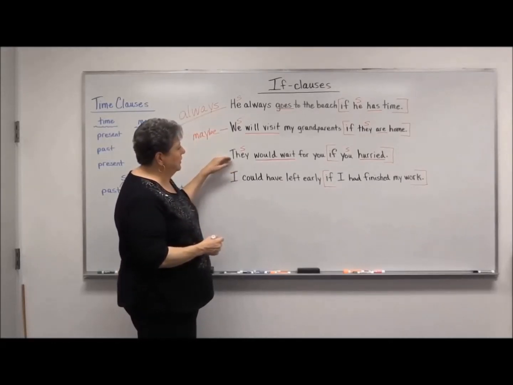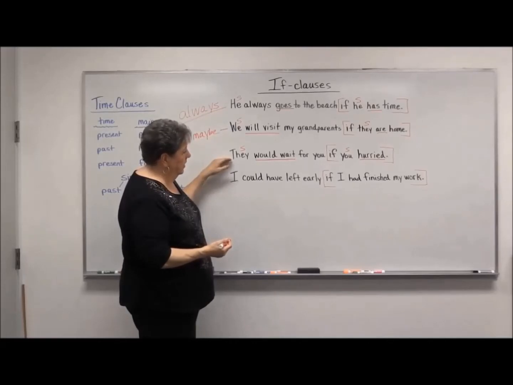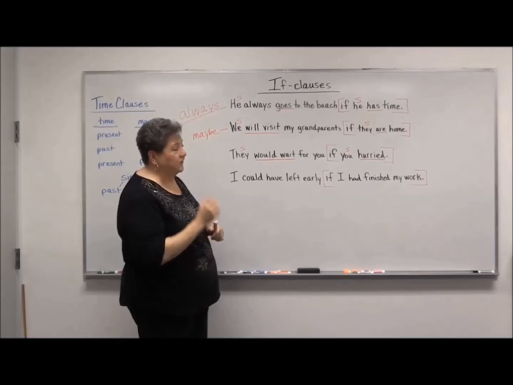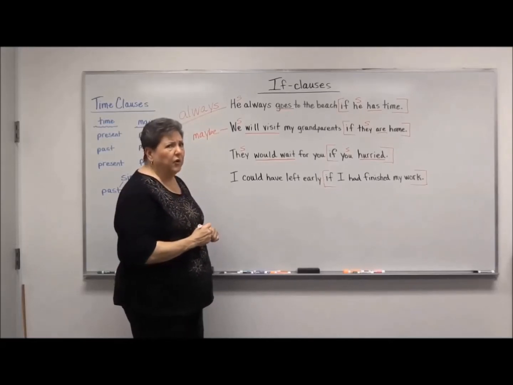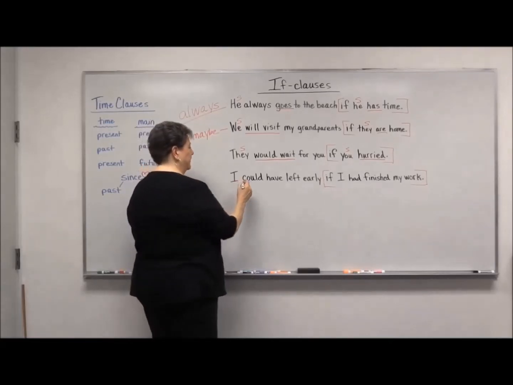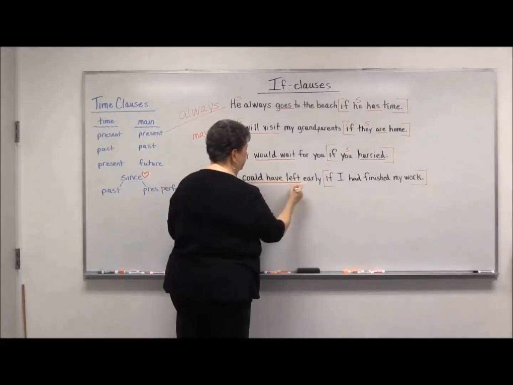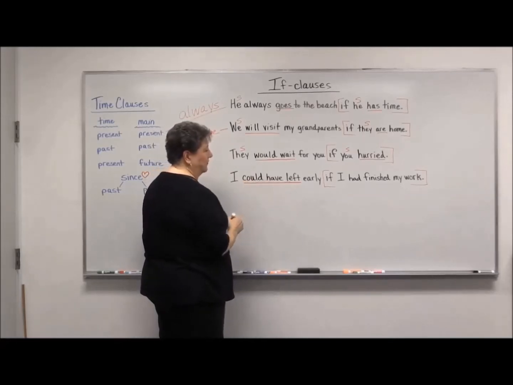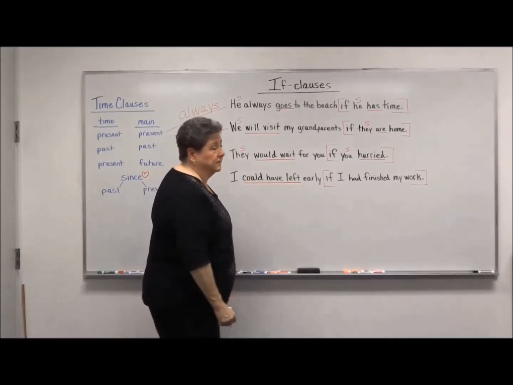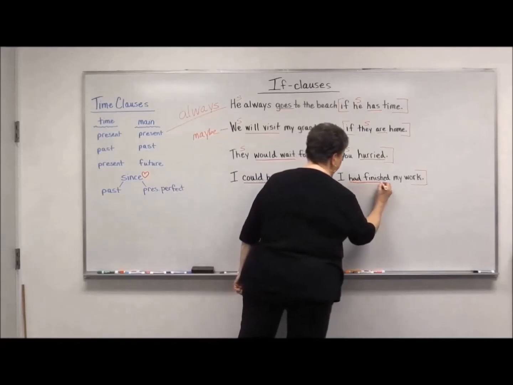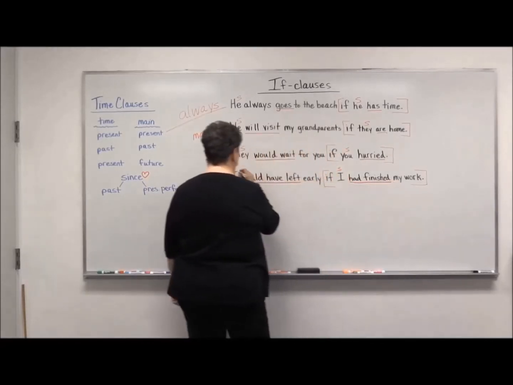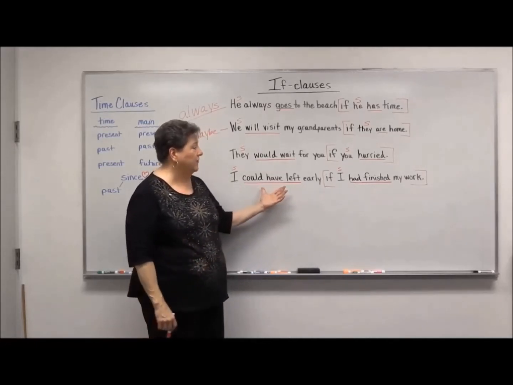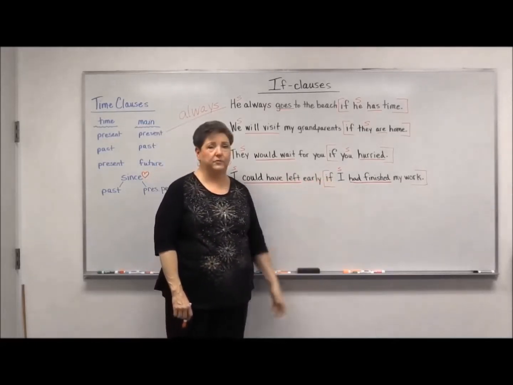So this is an unreal situation now. And what about this one? Look at this. I could have left early if I had finished my work. What's the first verb you see? Did you remember to include that? So you see modal with the present perfect after it. What's the second verb you see? Past perfect. So here's the fourth rule. I could have left early if I had finished my work.